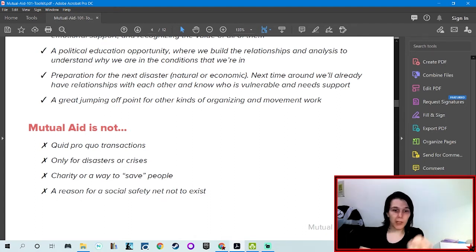And it's also not a reason for a social safety net to not exist. And I think that's also important. A lot of people get fearful: well, if I'm going to do this kind of mutual aid thing, then what about the government programs that are basically keeping me sustained under capitalism? Well, you need them. You need to keep them. For now, in a lot of ways, it's the thing sustaining people's livelihoods.